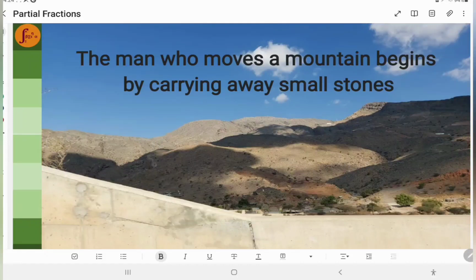The man who moves a mountain begins by carrying away small stones.